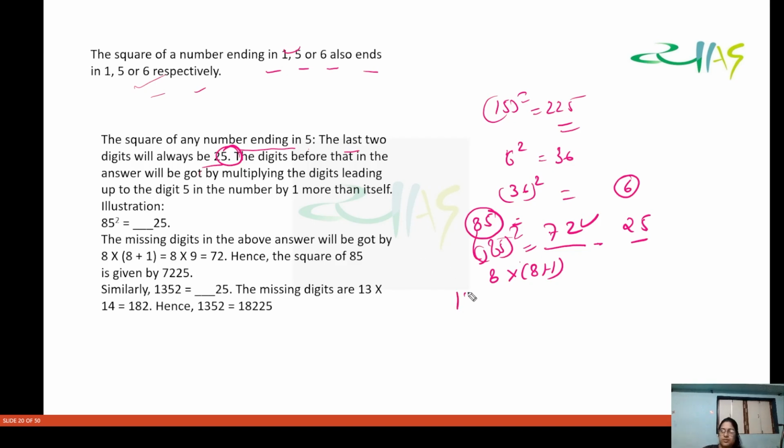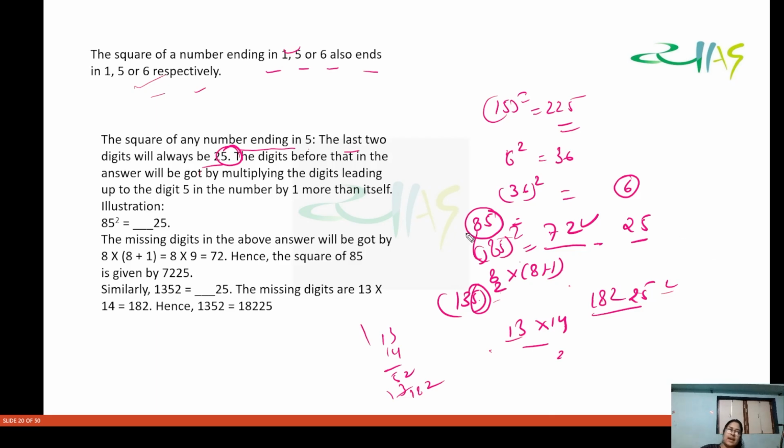For example, you have to find the square of 135. What will you do? Just write the 5 square, that is 25, here, and then do 13 into 14. Now what is 13 into 14? This will be 182. So this is how easily you get the square of 135.